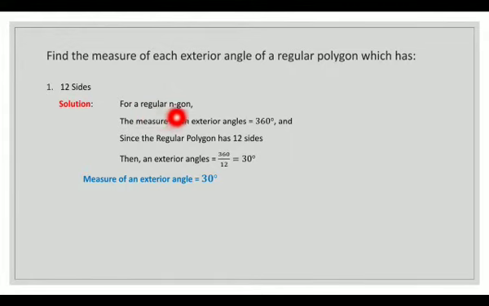Solution: for a regular n-sided polygon, the measure of an exterior angle equals 360 degrees upon n, we already know. And since the regular polygon has how many sides? 12 sides, which is given. Then an exterior angle equals 360 upon 12. 12 ones are 12, 30s are 360. So the measure of an exterior angle equals 30 degrees.